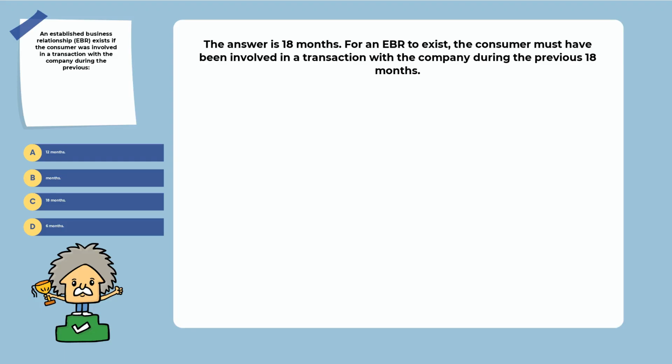The answer is 18 months. For an EBR to exist, the consumer must have been involved in a transaction with the company during the previous 18 months.